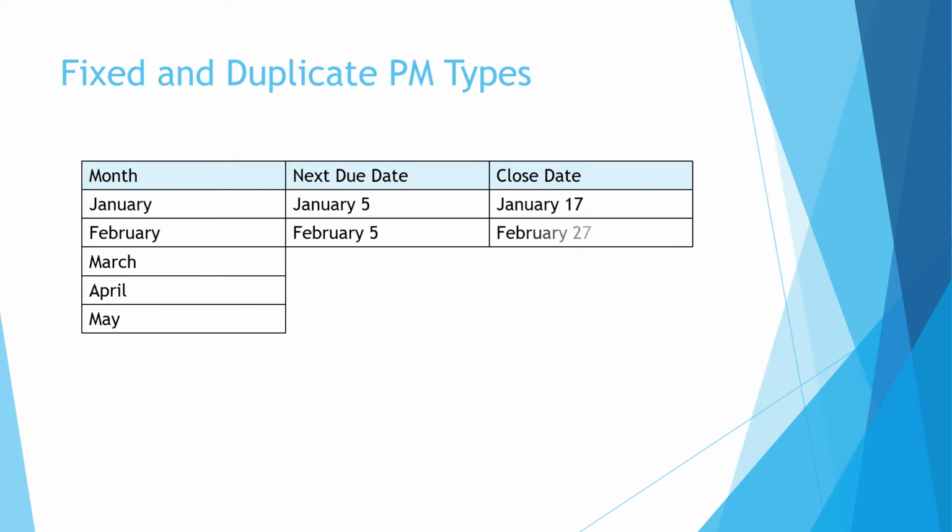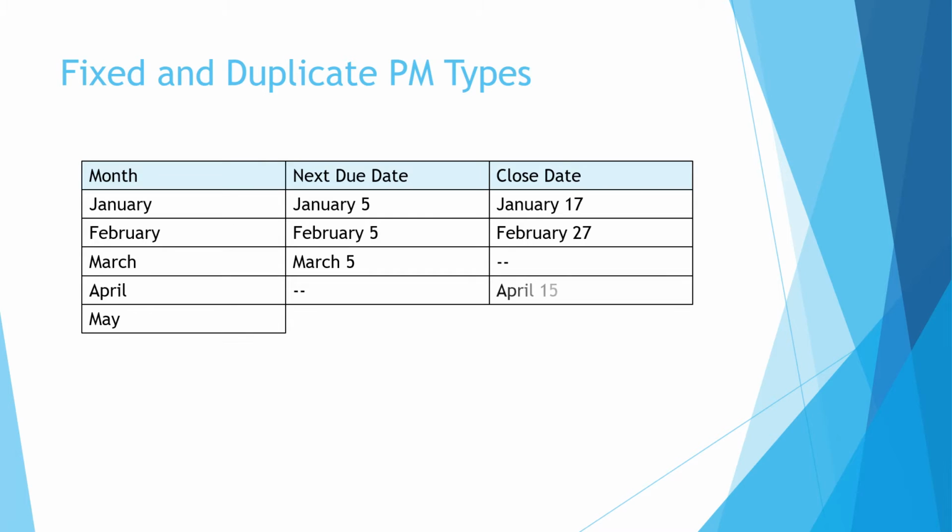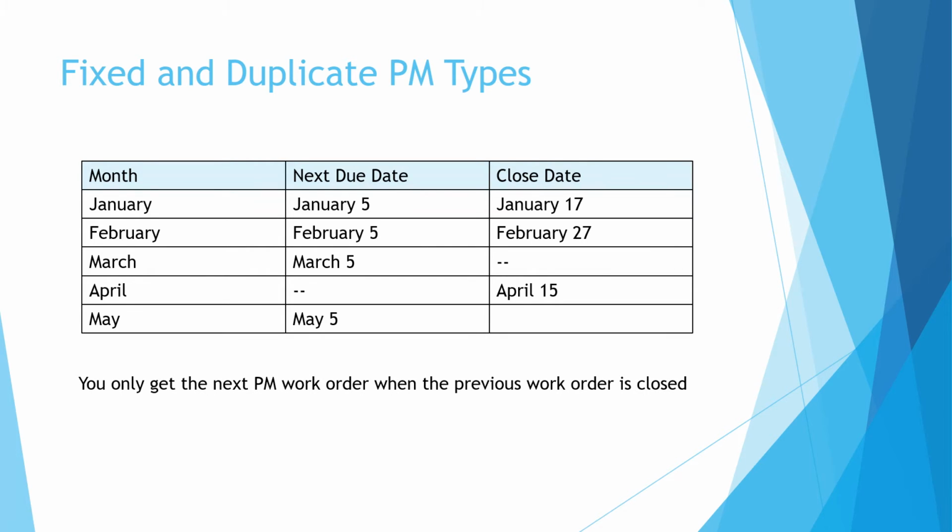If this work order is then closed on February 27th, then Infor EAM recalculates the next due date as March 5th. However, if the work order isn't closed until April 15th, then the next due date is May 5th. A work order is left out of the cycle. Recalculation of the PM due date is based on closing the work order. Make sure you close PM work orders in a timely manner.